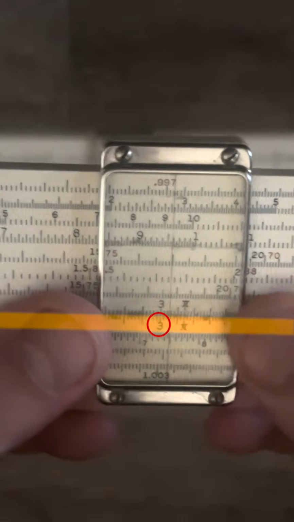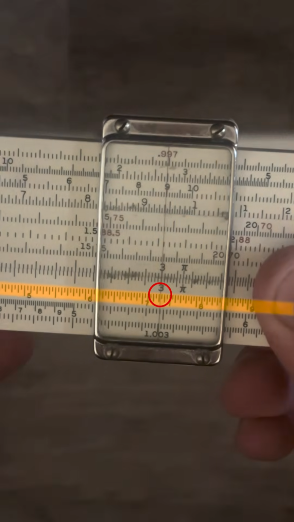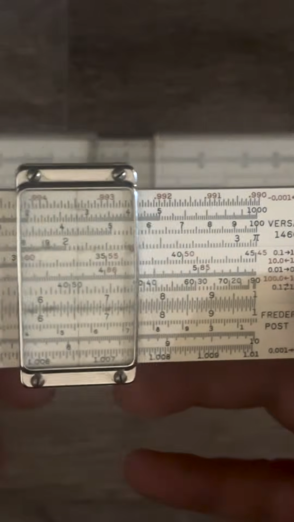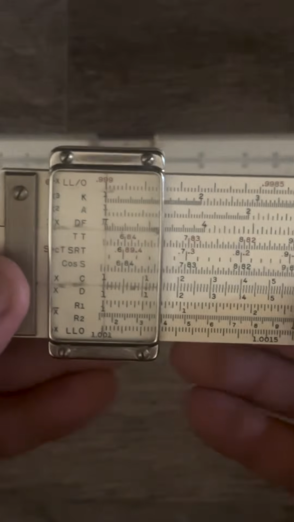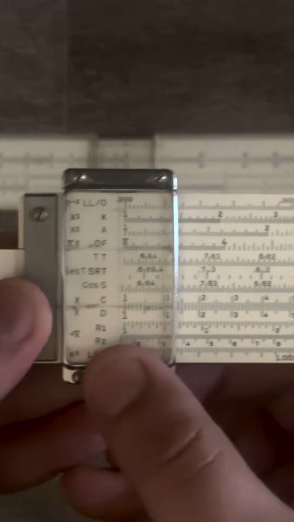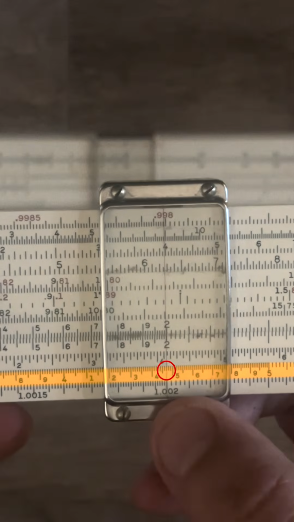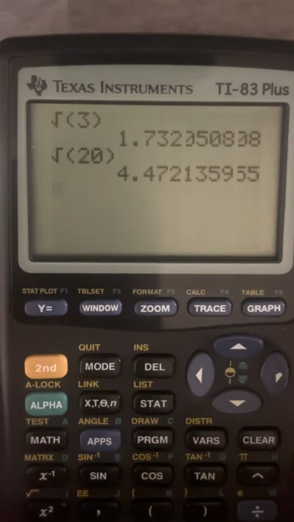If we were to go to 3 on the D scale and look down, we're at 1.732. And so this goes all the way down to 10 on the C scale, so 3.14. If it goes any farther than that, if it goes over 10, we go down and we look at the R2 scale. So let's say we wanted to do square root of 20, and that would give us 4.47-ish. 4.47 is square root of 20.